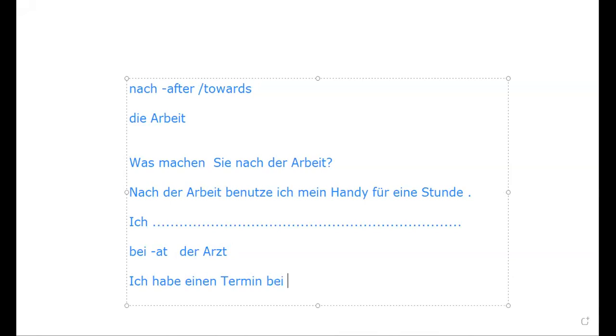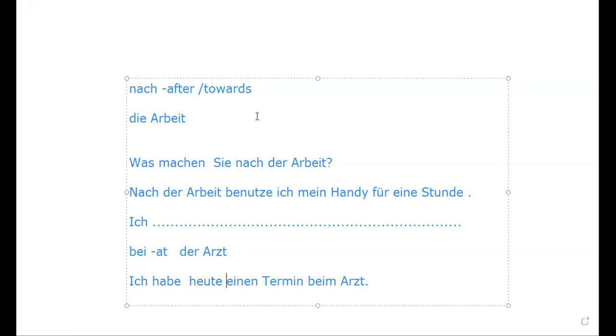Der will change to what we have learned. Yes, it will change to dem, right? Exactly. So bei plus dem combined, we can write beim. Beim Arzt. Ich habe einen Termin beim Arzt. Ich habe heute einen Termin beim Arzt. I have today an appointment at the doctor, like that. So you are going to do the change as per that.